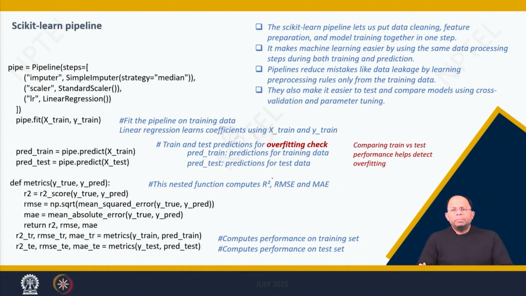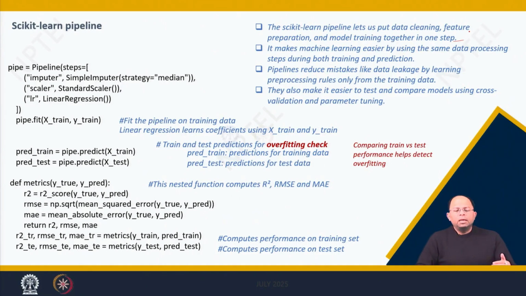Then we form the pipeline. This is the first time we are coming to the concept of pipeline. Now, what a pipeline does is it lets us put data cleaning, feature preparation, and model training together in one step. That means, to ensure that there is no data leakage between the different columns, we can create a pipeline which standardizes the process that follows. So any model I generate follows that particular pipeline.